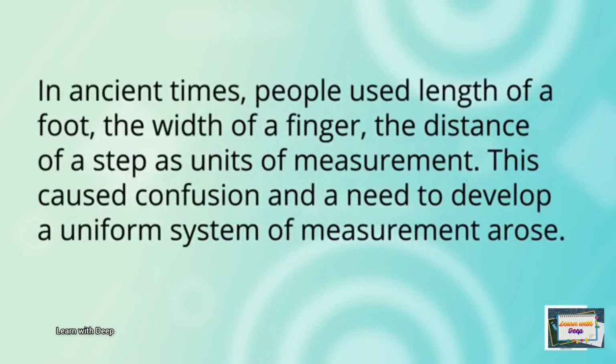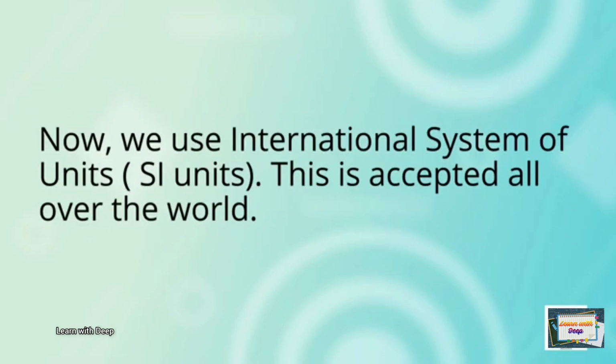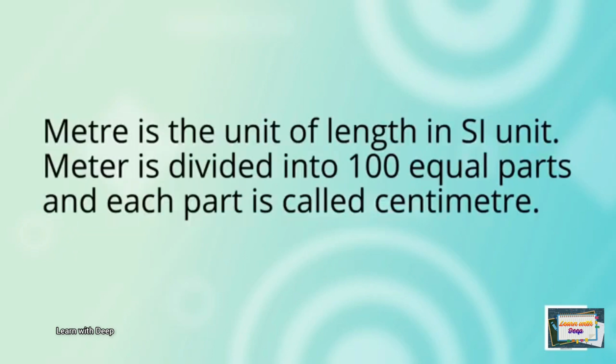In ancient times, people used length of a foot, the width of a finger, the distance of a step as units of measurement. This caused confusion and a need to develop a uniform system of measurement arose. Now we use International System of Unit, SI unit. This is accepted all over the world. Meter is the unit of length in SI unit. Meter is divided into 100 equal parts and each part is called centimeter.